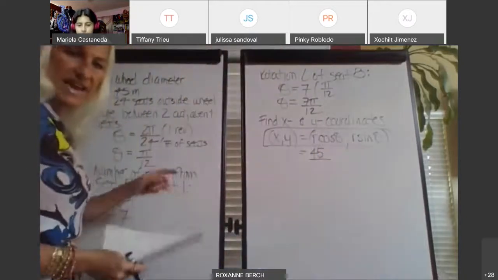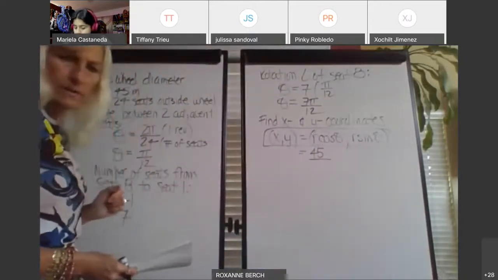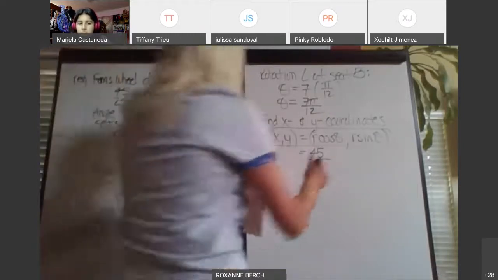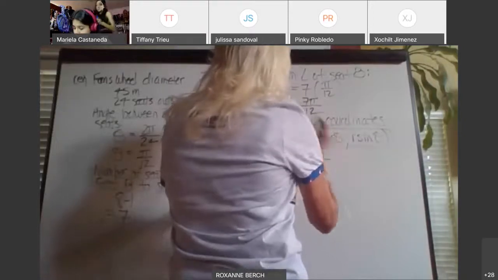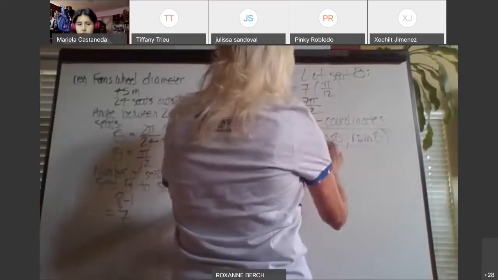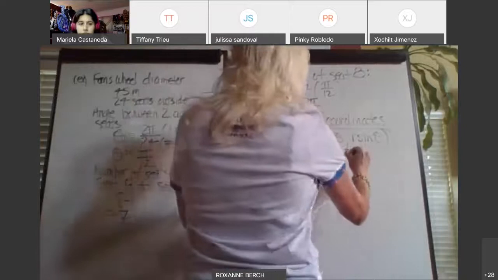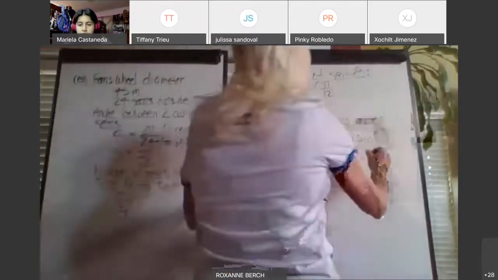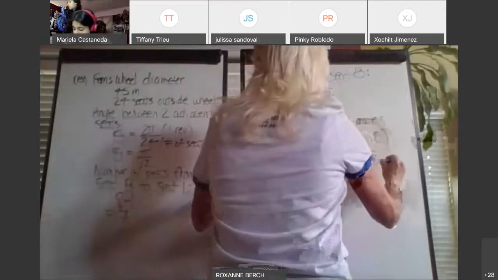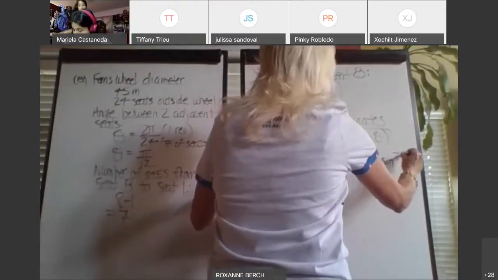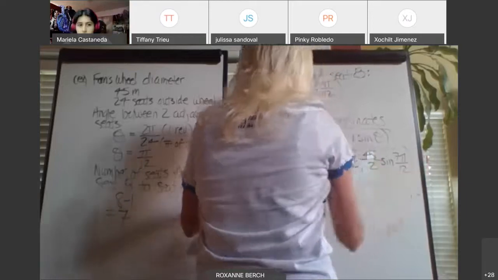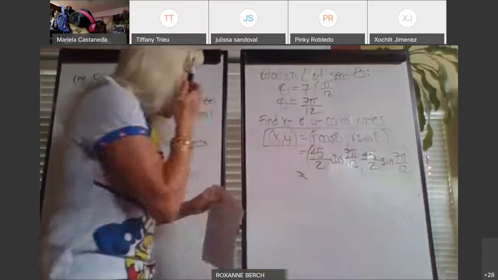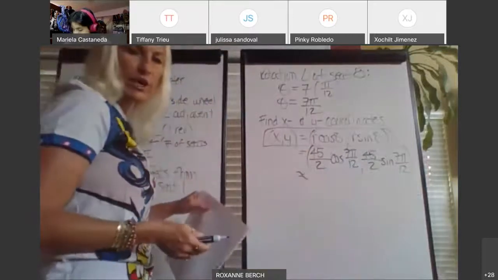Yes, because the diameter is 45, right? And so isn't 45 divided by 2 the radius? So this would be 45 divided by 2 cosine of 7 pi over 12. And the y value would be 45 divided by 2 sine of 7 pi over 12. Now, that does not make sense to a human being. And so we would have to put this in the calculator.